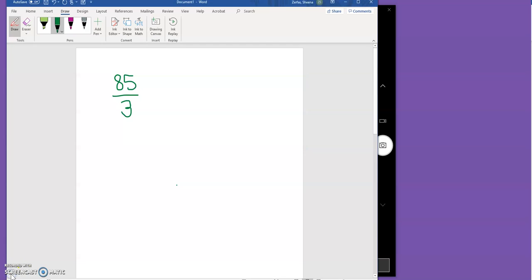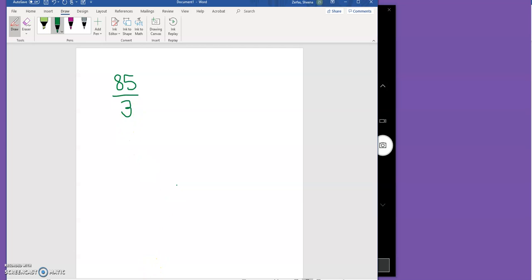Today we are going to work on going from an improper fraction to a mixed number. This step will be really important when we are multiplying or dividing mixed numbers. 85 over 3 is an improper fraction because the top number, 85, is larger than the bottom number. And so when that happens, we know that we have a number greater than 1, and we're going to convert this back into a mixed number.